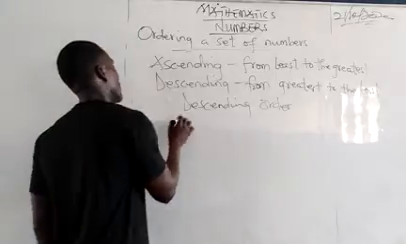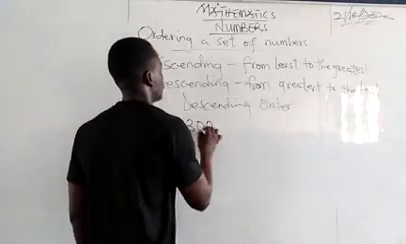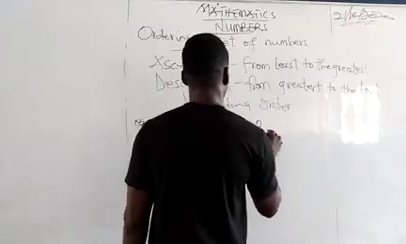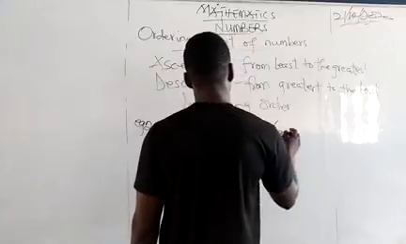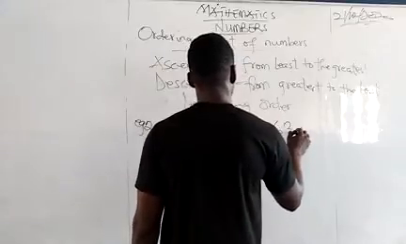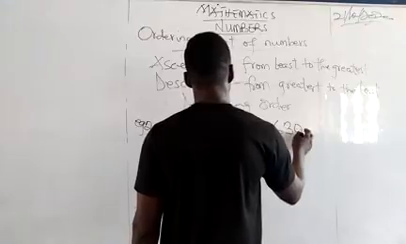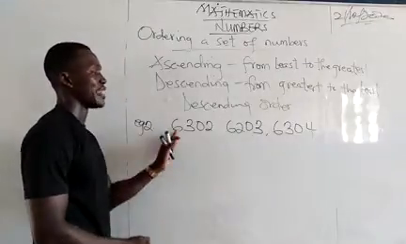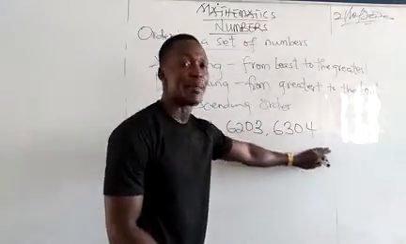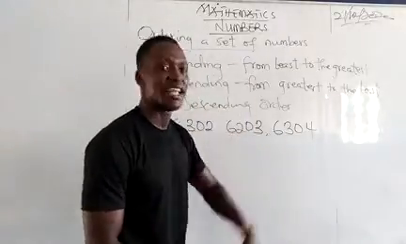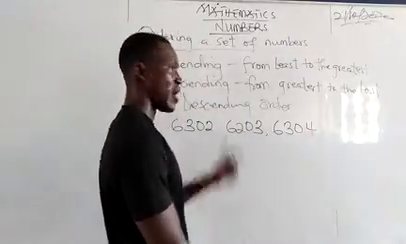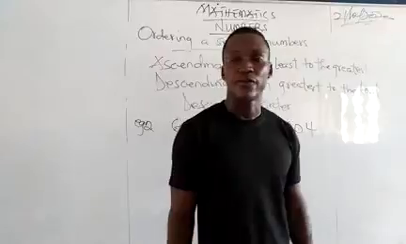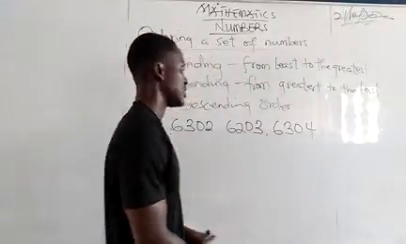When we have 6302, 6203, and 6304. Alright, now we are going to compare these numbers. We are going to order this set of numbers from the higher one to the least one. We are descending, so from the higher one to the least one. First thing we have to do is count the number of digits each figure has.